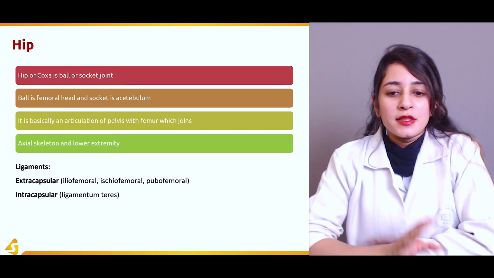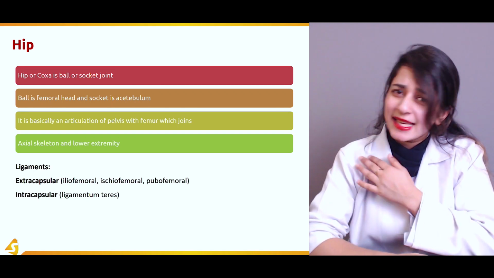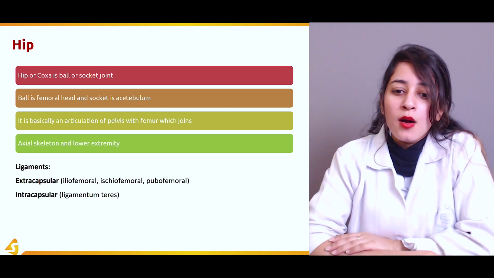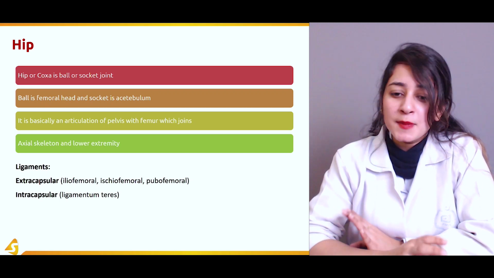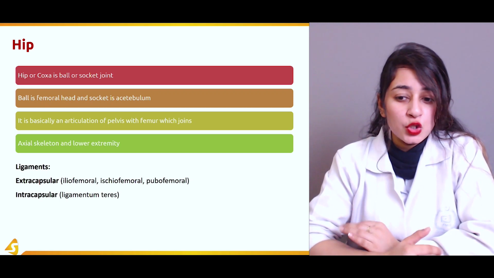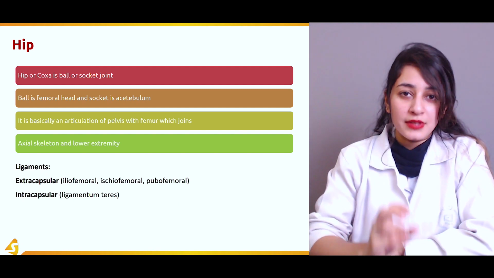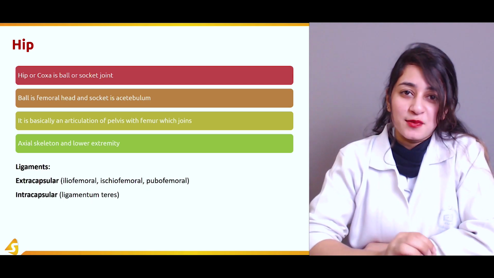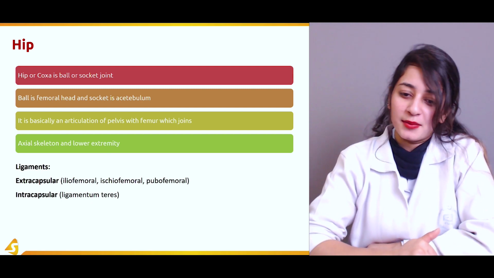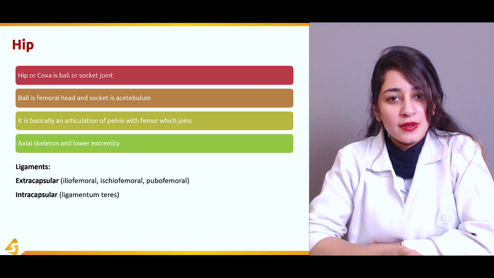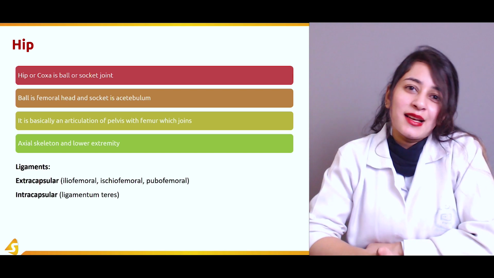Okay. Next, we have hip. Hip, also known as coxa, is a ball and socket joint. Just like the elbow joint, the hip joint is also a ball and socket joint. Ball is the femoral head, and socket is the acetabulum. It is basically an articulation of pelvis with femur, which joins the axial skeleton and lower extremity. Ligaments: the extracapsular ligaments are iliofemoral, ischiofemoral, and pubofemoral ligaments, and the intracapsular ligament is ligamentum teres.